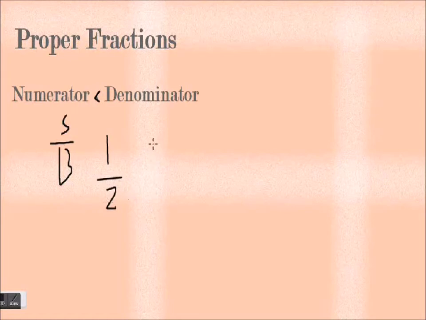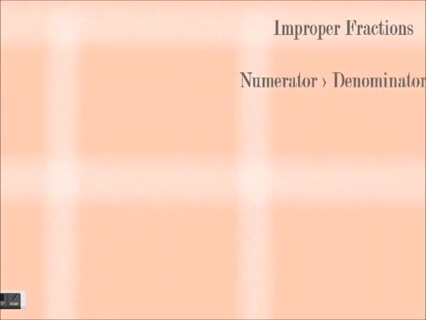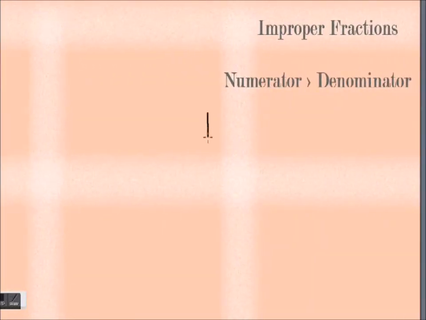1 is smaller than 2, and 1 is on the top. 3/4, 3 is going to be on top. 4, the bigger number, is going to be on the bottom. 1/4 is the same thing. Even 1/1,000,000. It doesn't matter what number we put on the bottom, as long as the bottom number is bigger than the top number. Now for the improper fractions, it's quite the opposite.